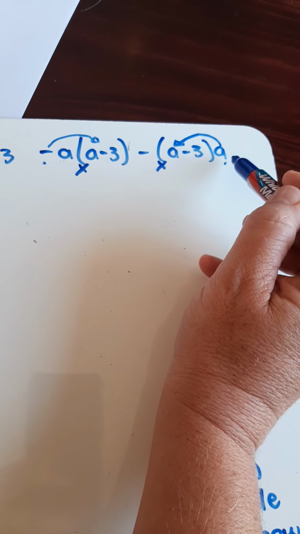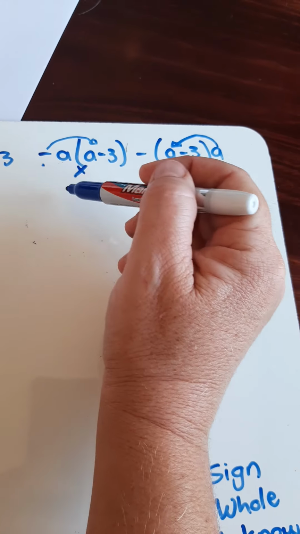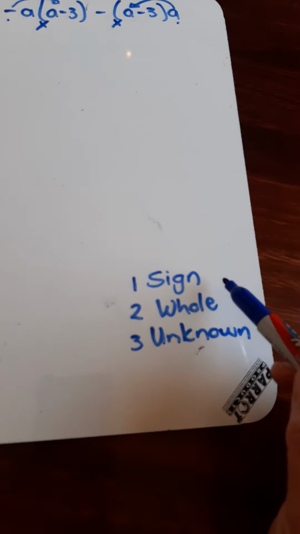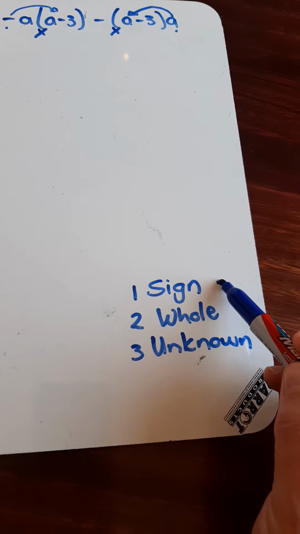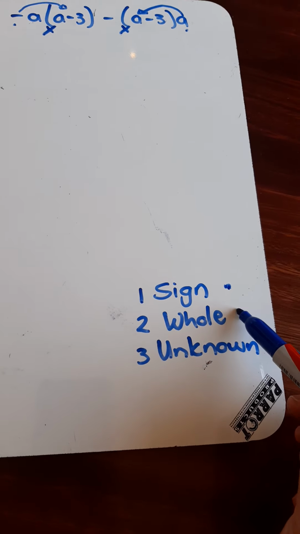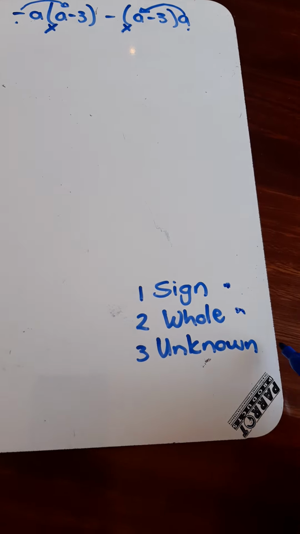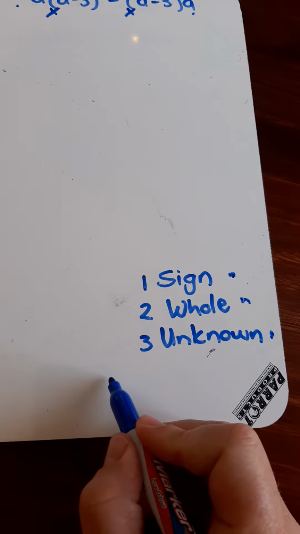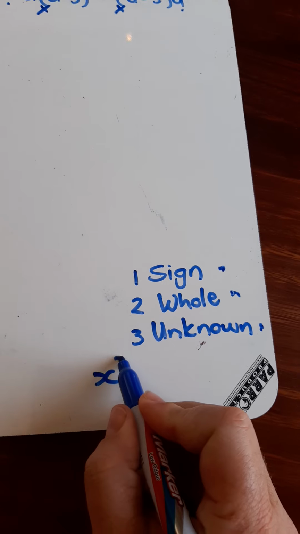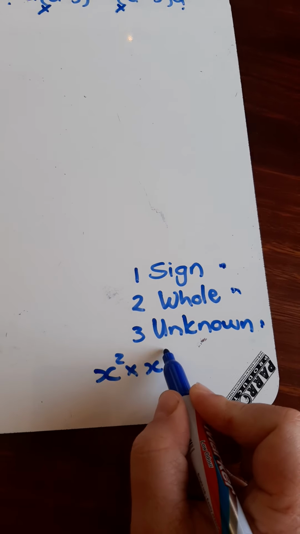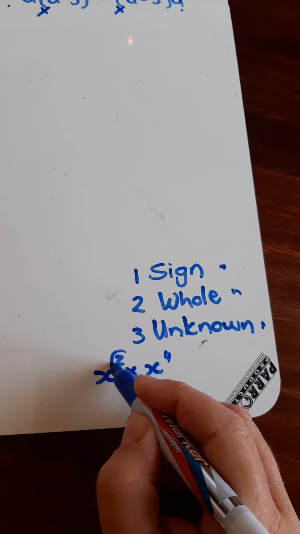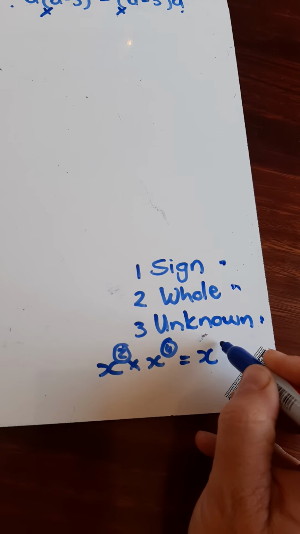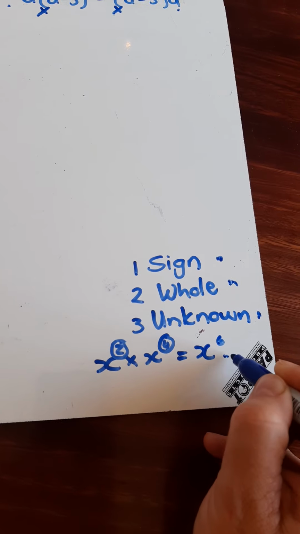Remember that. So when we work with this kind of unknowns and whole numbers and signs, remember there's a little rule. The first thing we do, we check our signs when we times. The second one, we check the whole numbers, we times the whole numbers, and then you times the unknown. So remember the unknown, you know the rule. When you times x to the power of 2 times, say, x to the power of 4, what do we do? We just add the exponents on top. So my answer will be x to the power of 6. You know that rule by now.